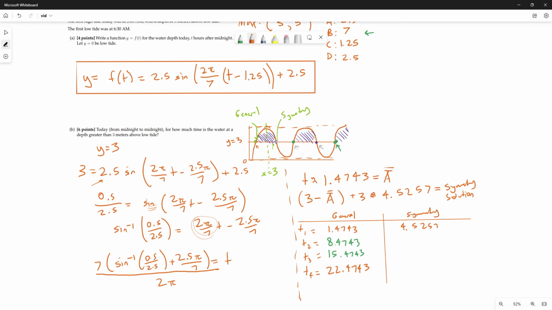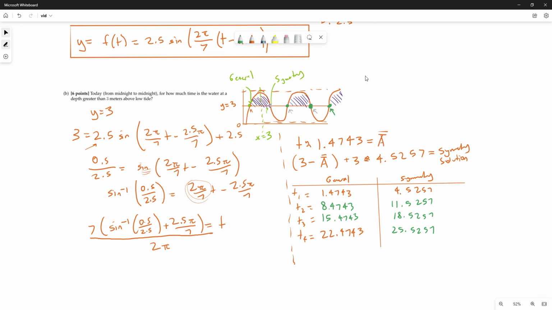Okay, now we basically do the same thing to the symmetry solution to find the second symmetry solution over here. Okay, so we've exceeded t equals 24. So what we need to do here, because this is a cutoff, we're going to cut the graph off right at x equals 24. So we need to replace this 25 point something with 24.